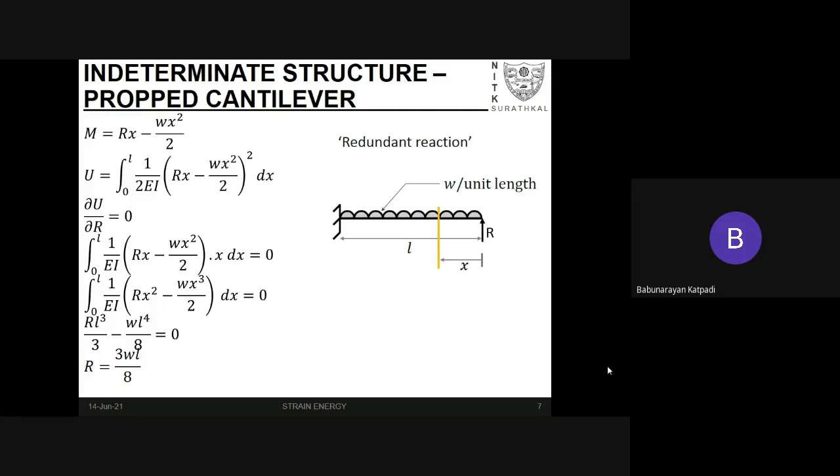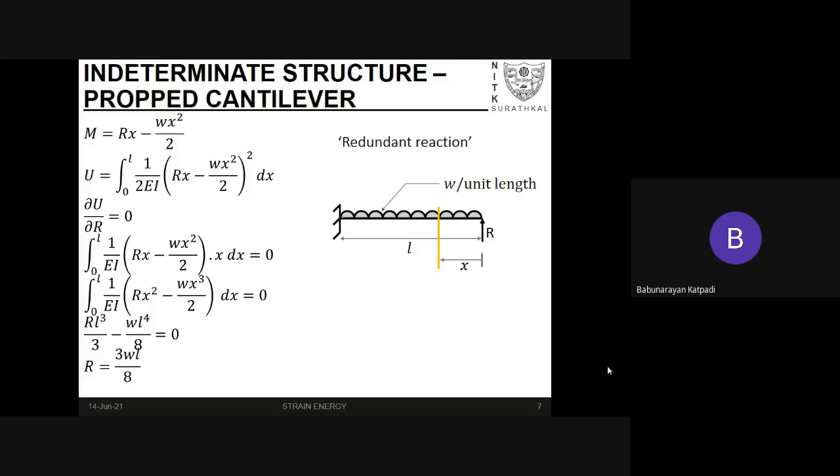So what we do is we take the redundant reaction here, the prop reaction, as R, and we write the equation for the moment. Moment at any x will be R times x minus W x squared by 2. And if you write the equation for the strain energy, it will be integral 0 to L of 1 by 2 EI M squared, where M squared is (Rx minus Wx squared by 2) the whole squared, dx.